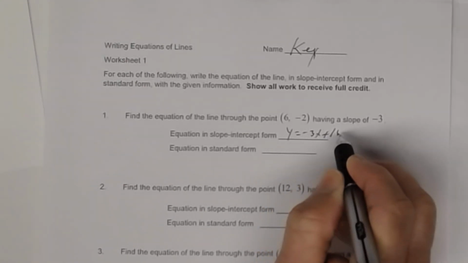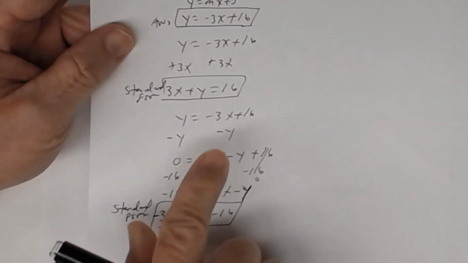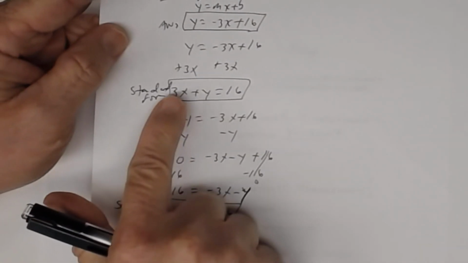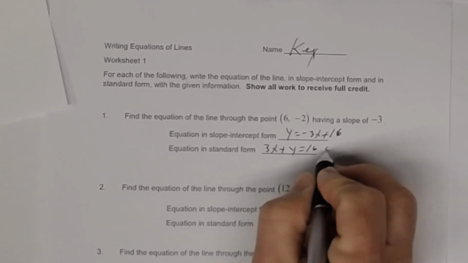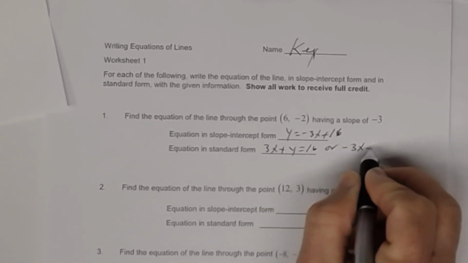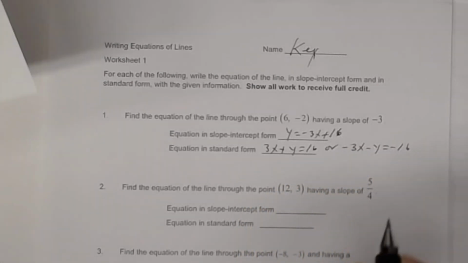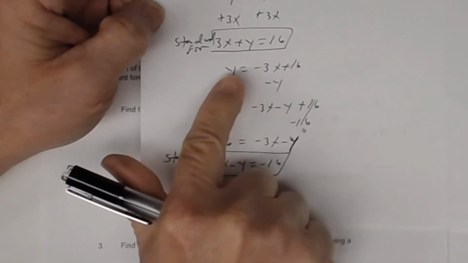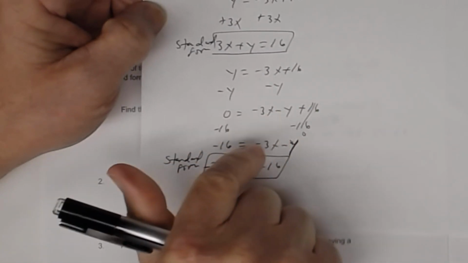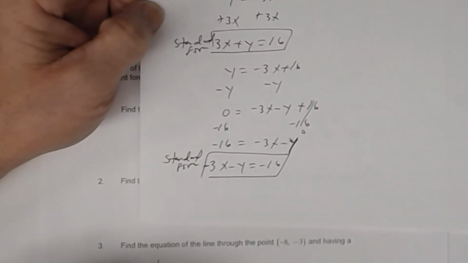But for standard form, there are two possible answers: 3x plus y equals 16, or negative 3x minus y equals negative 16. And then we saw how someone who had this answer would have done. They would have subtracted y from both sides and subtracted 16, giving you that answer.